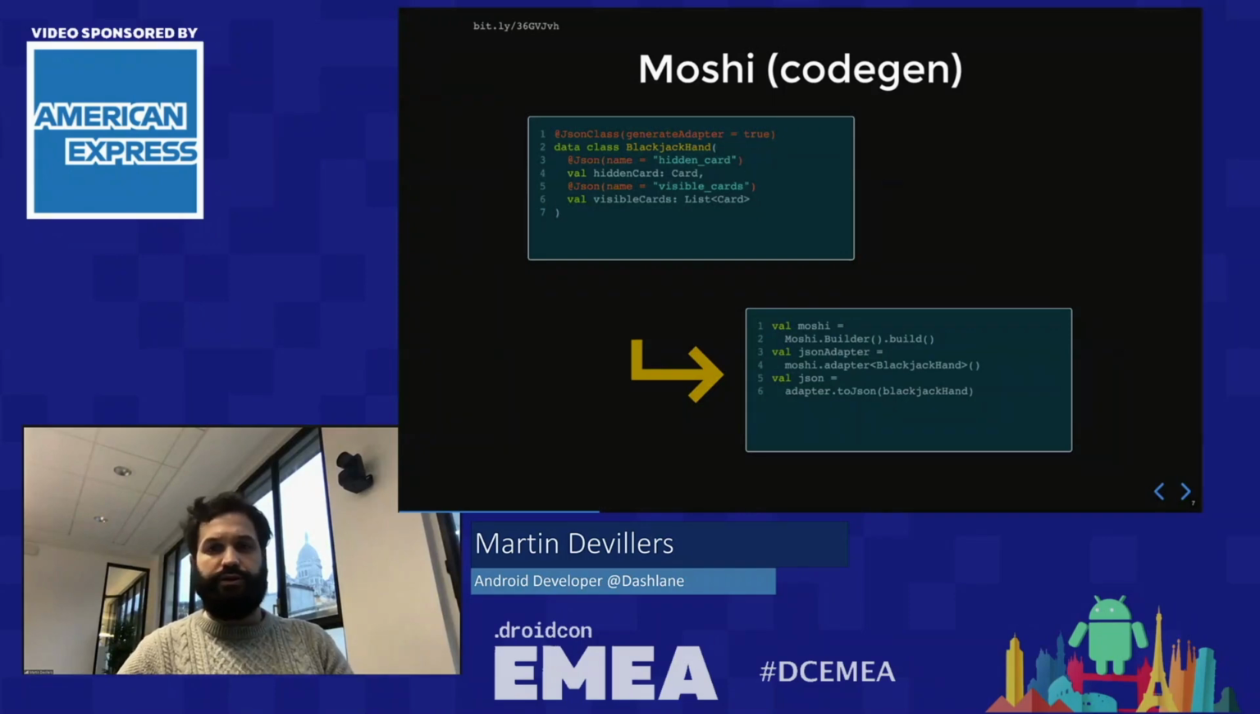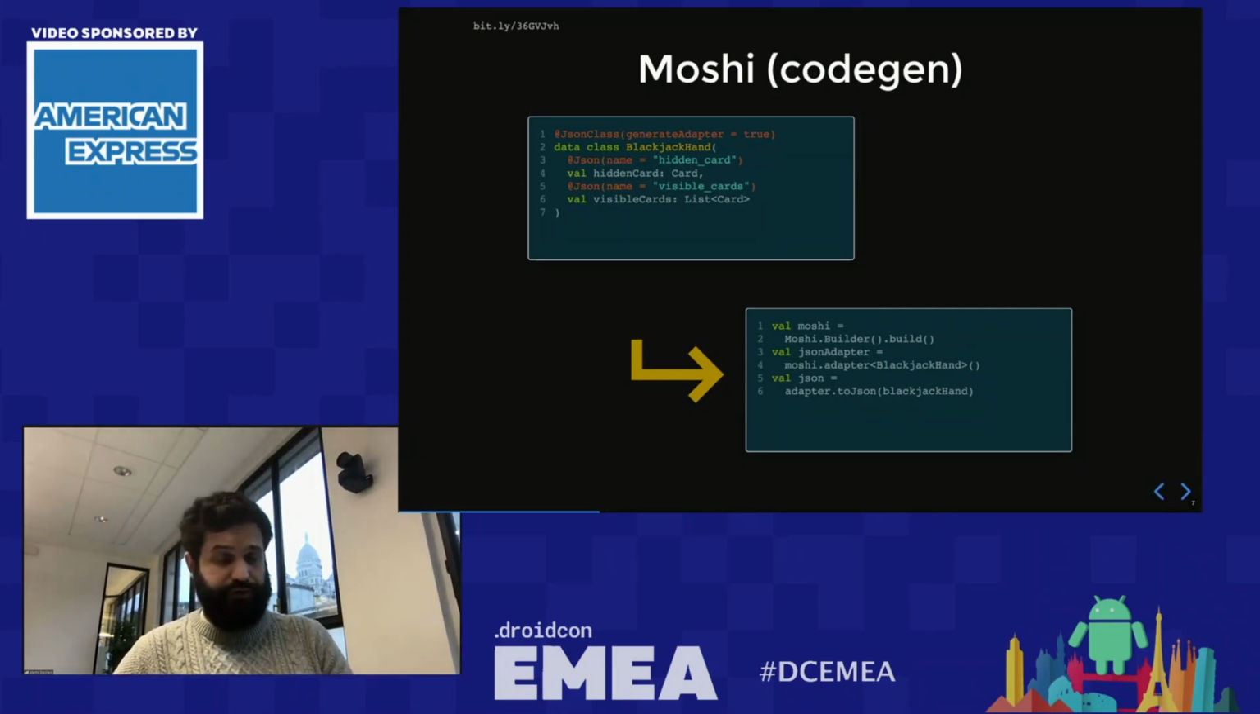Moshi is also a well-known one. Just a bit of nuance: I'm talking about Moshi CodeGen, and Moshi exists in another form, which uses reflection and does not generate code. I'll get back to that a bit later. But with Moshi, you just add some annotations on your classes, on your fields. It generates all the serialization and deserialization for basically your simple POJOs that represent the contents of JSON.